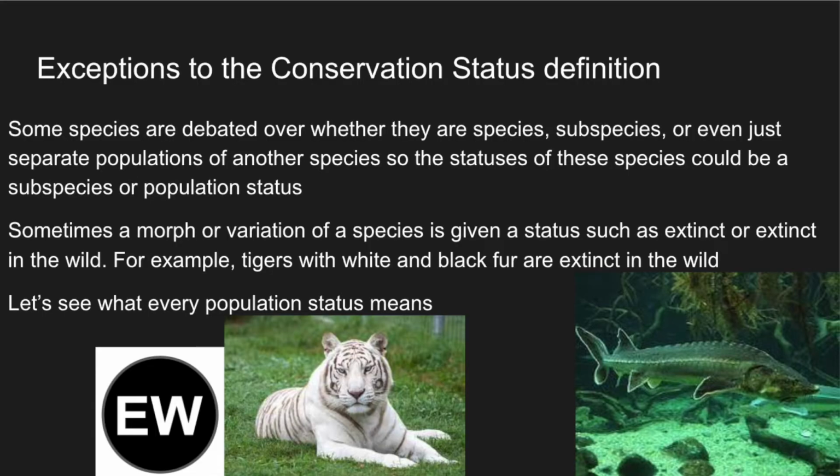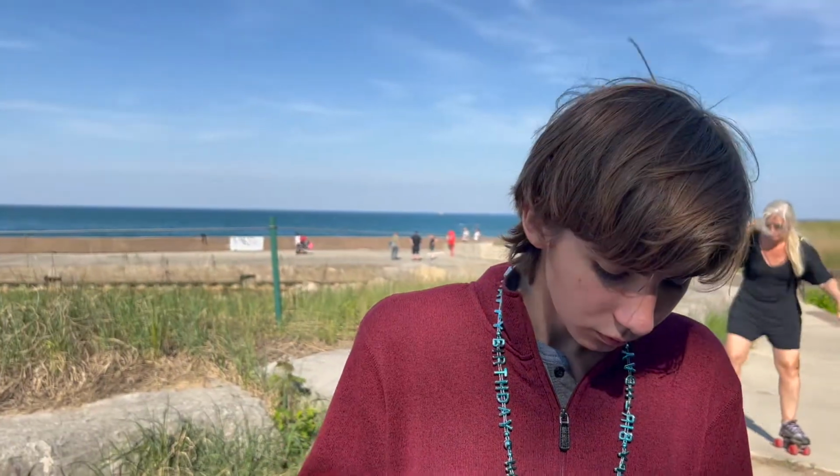Now, some species are debated whether they're species, subspecies, or even just a morph. So the conservation status of this species could mean the conservation status of a subspecies of that instead. Also, sometimes a variation of a species is given a conservation status. For example, tigers with white fur are considered extinct in the wild. Now let's go over the meaning of every conservation status.